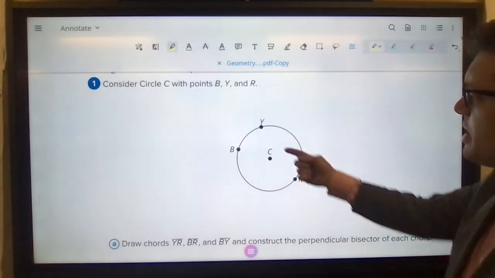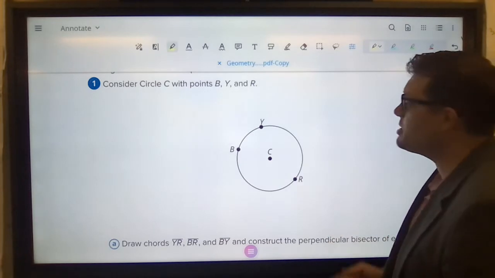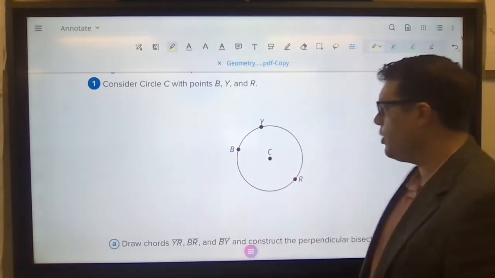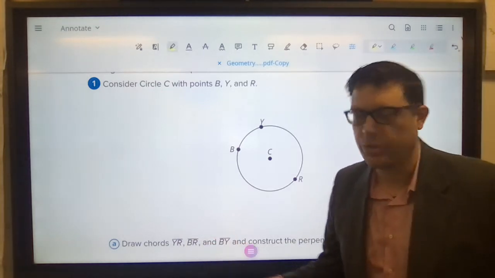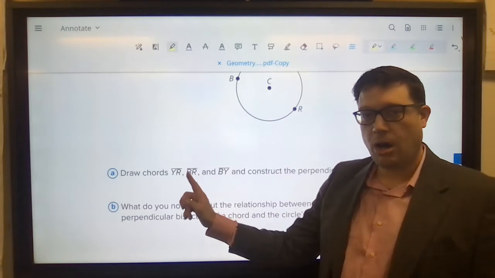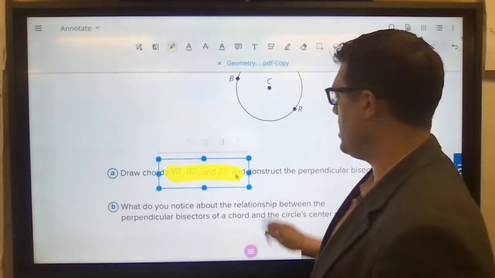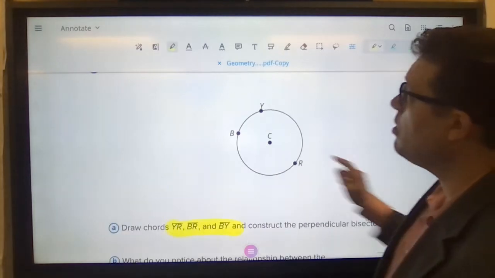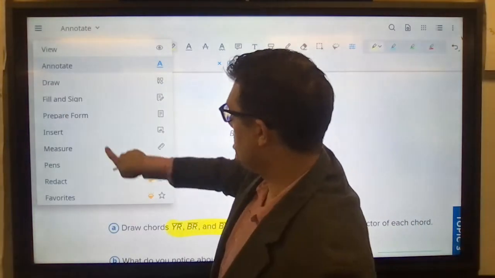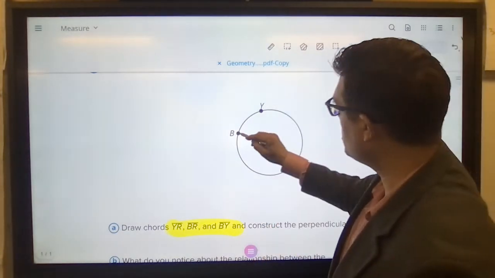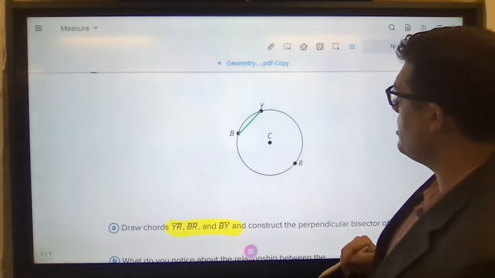Here's a circle. It's got a center at point C, and it's got these points, B, Y, and R, around the edge of the circle. Draw chords YR, BR, and BY. So that's the three chords that I want to make sure are visible. Bringing out your ruler, some sort of device to help you draw a straight edge, let's draw a straight line from there to there.